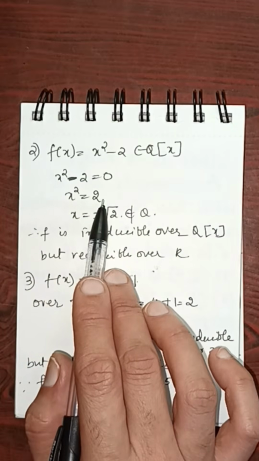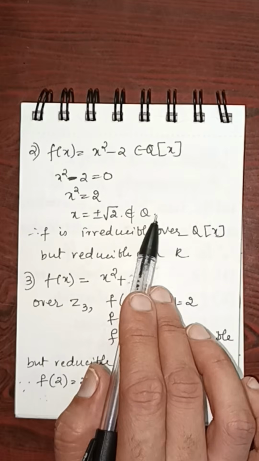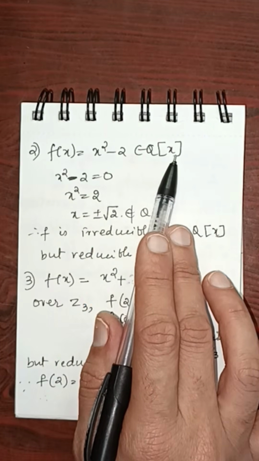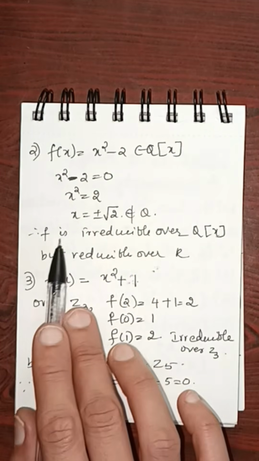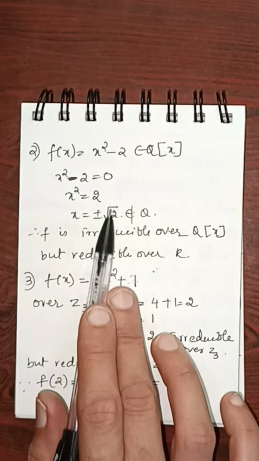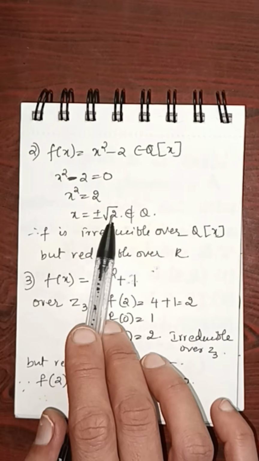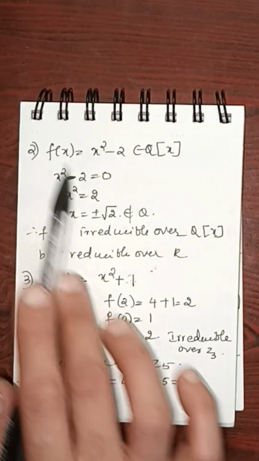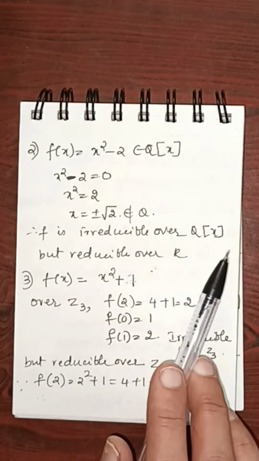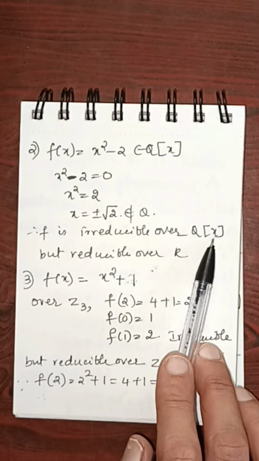So x square comes out to be 2, x equal to plus or minus root 2. This is not a rational number. Therefore, this polynomial does not have any 0 in Q. Hence, it is irreducible over Q of x. But this polynomial is reducible over R because square root of 2 is a real number. Hence, this polynomial is reducible over R of x, whereas it is not reducible over Q of x.